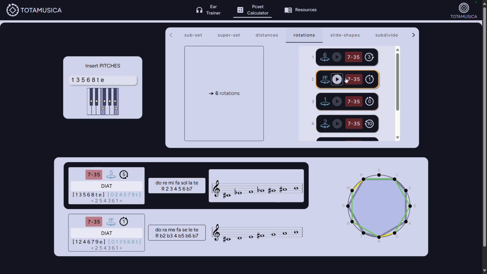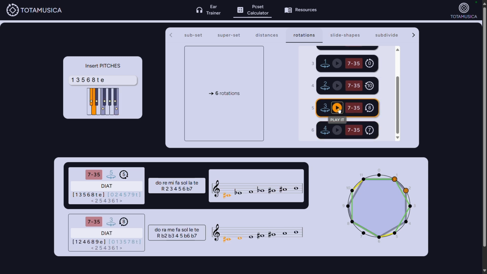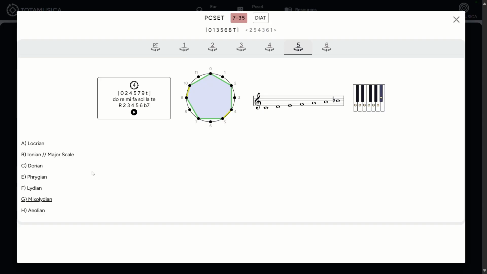In the calculator, you will see and hear the rotations of the specific set you input, while rotations displayed on the info and wiki pages are always zero-based rotations, where the lowest note is set to 0 through transposition.